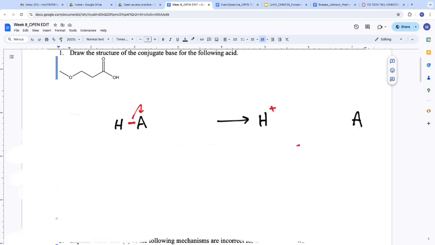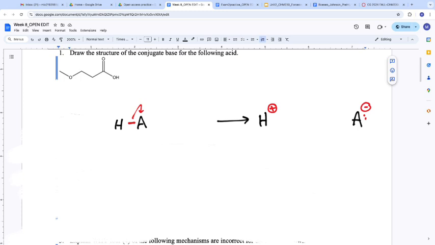If we take electrons away from the hydrogen, it would become positive, so there's our H plus. A, having now taken those electrons back, would have gained a lone pair of electrons and would then become negatively charged. So this is just looking at HA acting as an acid.